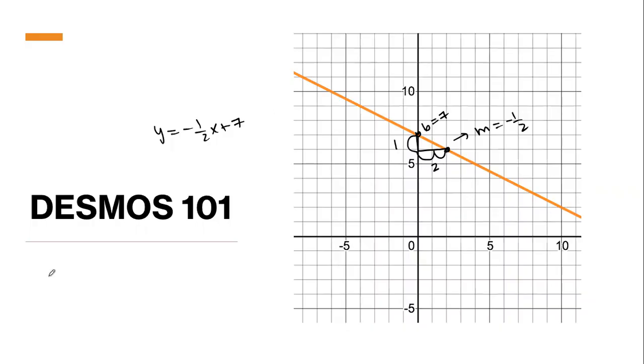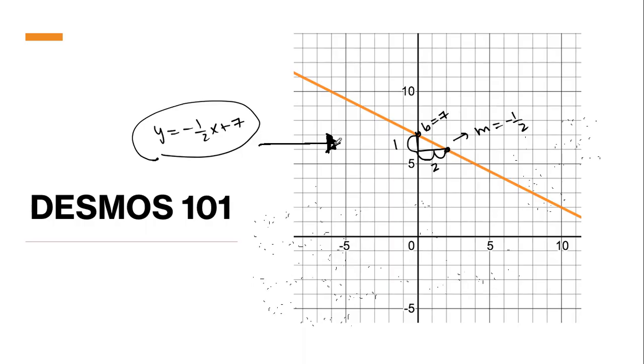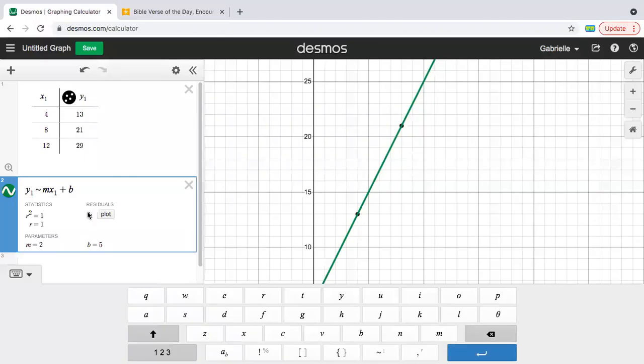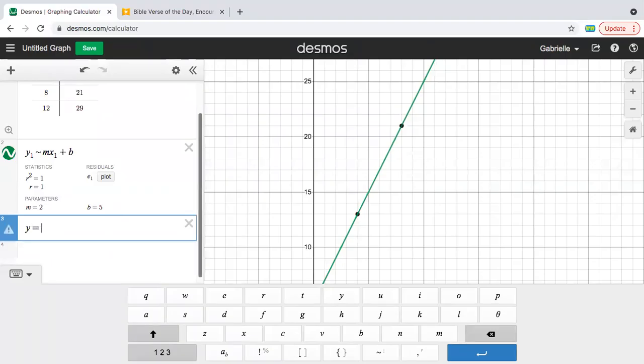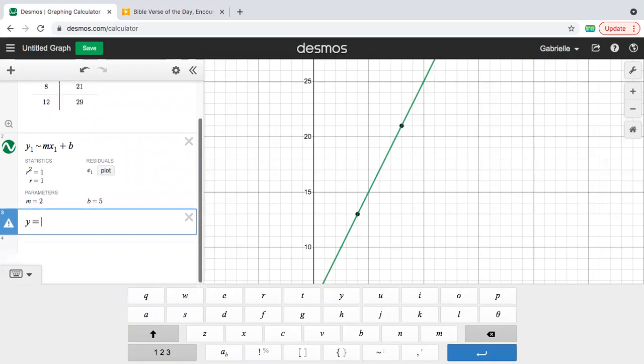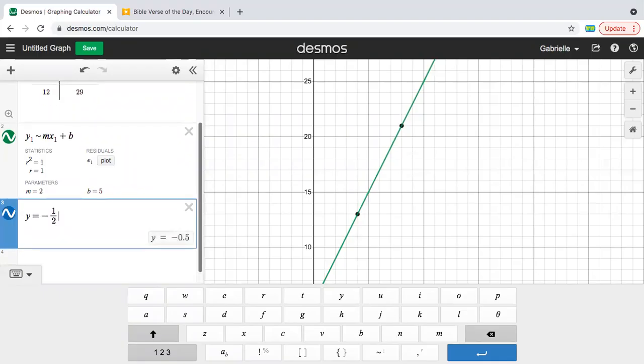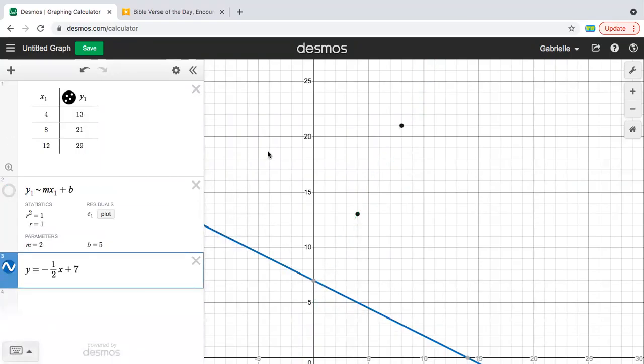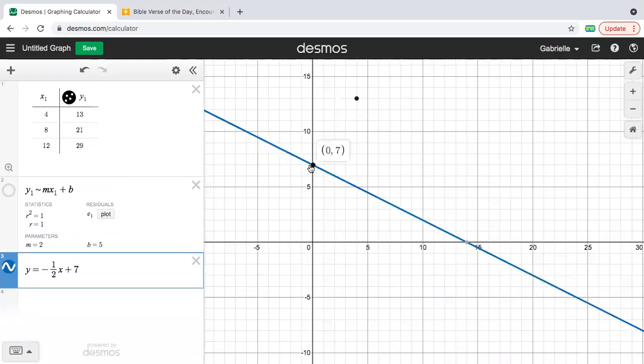How can I use Desmos? Well, put this equation into Desmos and see if it matches exactly the graph that you have here. Literally, you could check yourself on Desmos if you take the time. So y equals negative 1/2 x plus 7. And when I do that, there's exactly the line. The y-intercept is 7, and the slope goes down 1 over 2, a negative 1/2 slope.